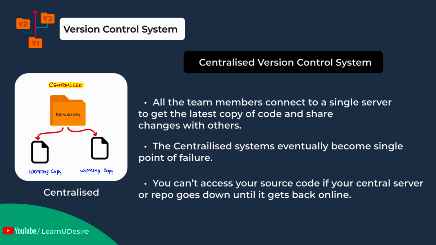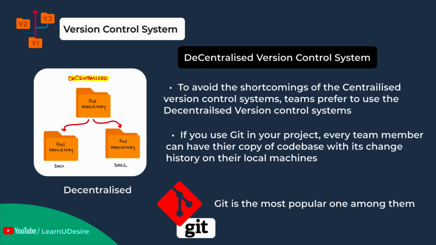You might think, why do we need a decentralized version control when we can use a centralized system? The centralized systems eventually become a single point of failure if your central server goes down. You are left with no other alternatives to access your codebase until this server comes back online. To avoid such scenarios, teams prefer decentralized systems, and Git is the most popular among those.